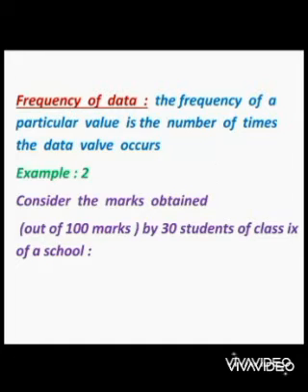To represent this in a tabular form, let us discuss the frequency of a data. So what do you mean by frequency of a data, children? The frequency of a particular data value is the number of times the data value occurs. Suppose in the raw data one particular value is repeated many number of times. That number of repetitions we call the frequency of the data.